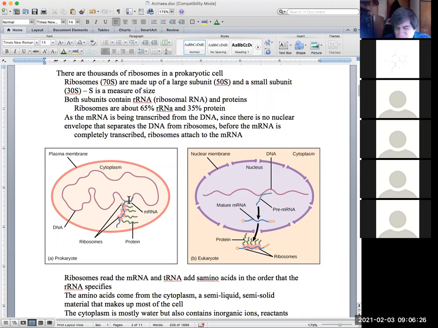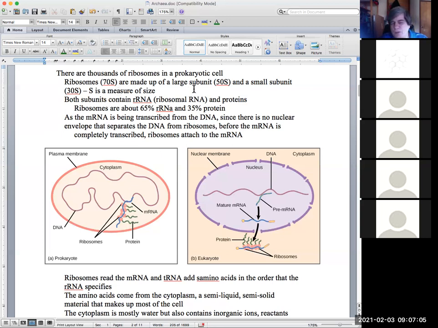So as soon as the messenger RNA gets made, and it's kind of a bluish line here, as soon as the messenger RNA gets made and it starts to kind of peel off of the DNA, ribosomes attach, and the ribosomes start making proteins. So here in a eukaryotic cell, we make messenger RNA, we might or might not use it to make proteins. In a prokaryotic cell, if we make messenger RNA, we are going to use it to make proteins, because as soon as we make it, a ribosome attaches.